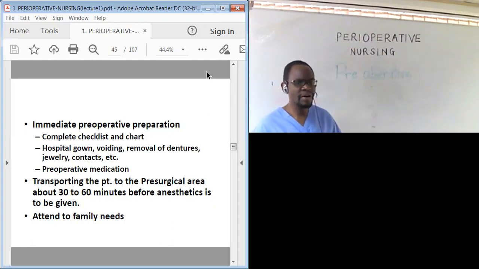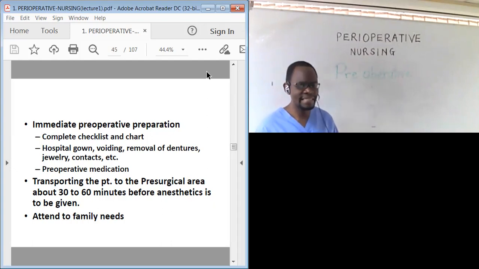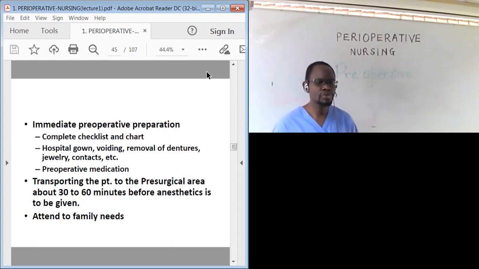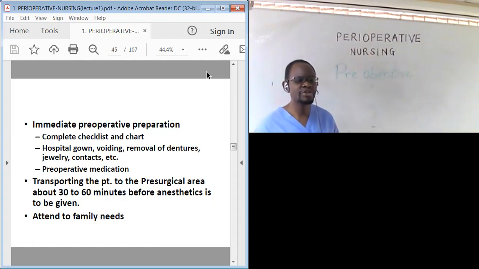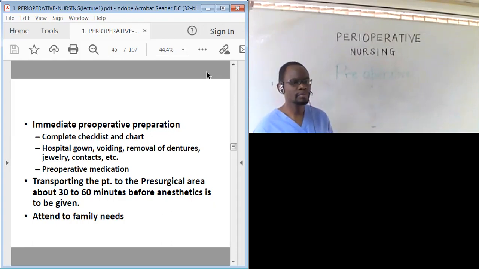So it is very important that the patient also undergoes anesthetic review. It is a must that the surgeon sees this patient, but it is also very important that they undergo what we refer to as anesthetic review. And as you attend to the patient, you also attend to the needs of the family.